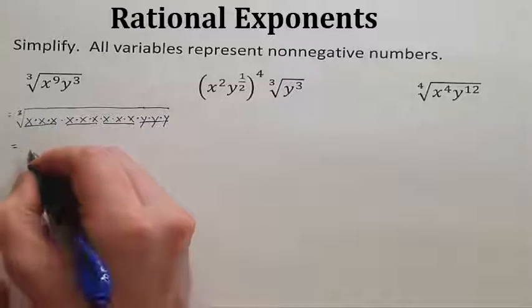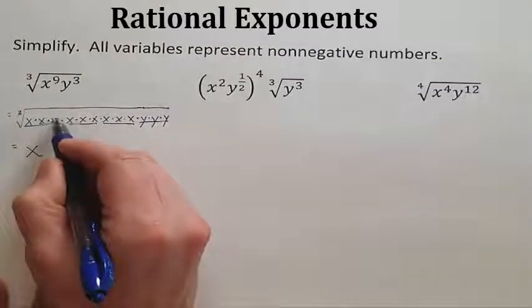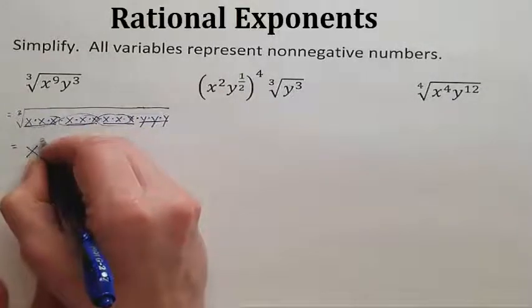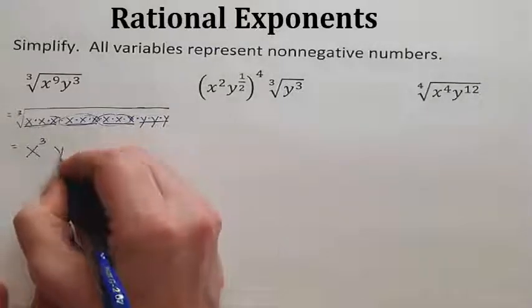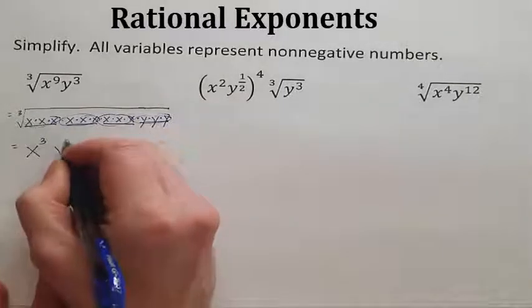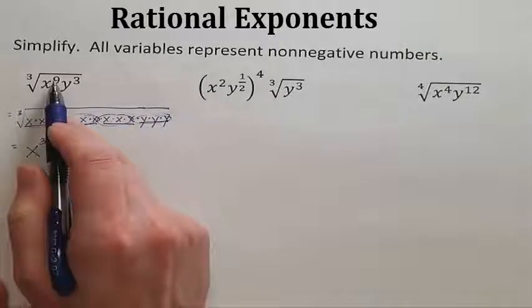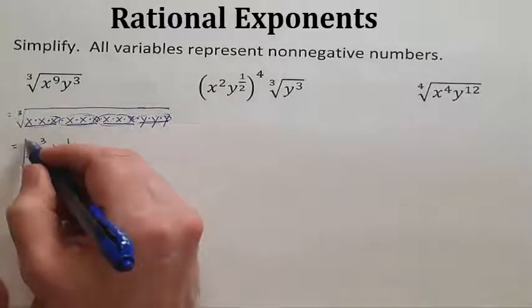So looking at just our x's, how many groups of 3 did we have? We had 1, 2, 3. I had 3 of them. So I had 3 groups of 3 still multiplied together. Looking at my y's, how many groups of 3 did we have? I had 1. So the third root of x to the 9th, y to the 3rd, is x to the 3rd, y to the 1st.